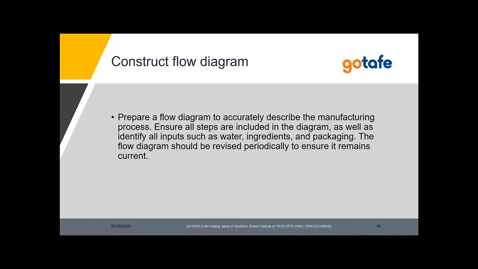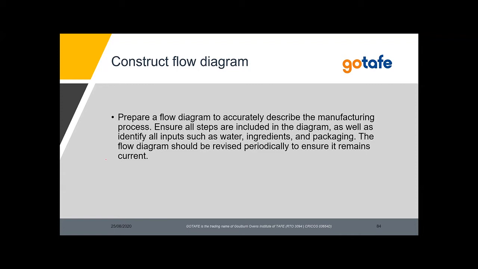So now we know the products. What are the first 3 steps already? We assemble a team, we find out what the products are, and we have described the intended use. Now we need to look at how we make this. How do we mix the products? We're going to construct the flow diagram. So prepare a flow diagram to accurately describe the manufacturing process. I think that is one of the questions, if I remember correctly, in the fundamental section. And ensure all the steps are included in the diagram, as well as identify all the inputs, such as water or what ingredients, in the yogurt example, we added 2 ingredients.